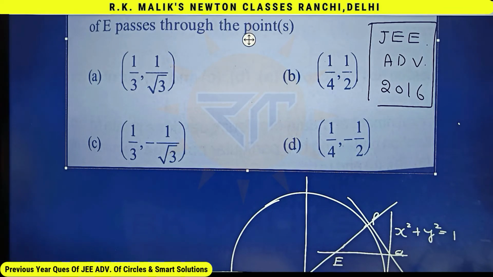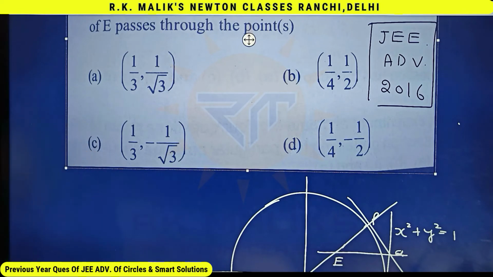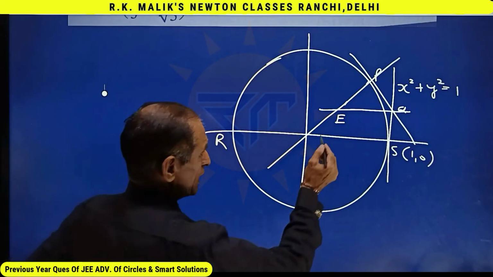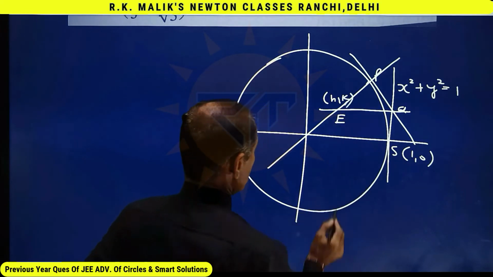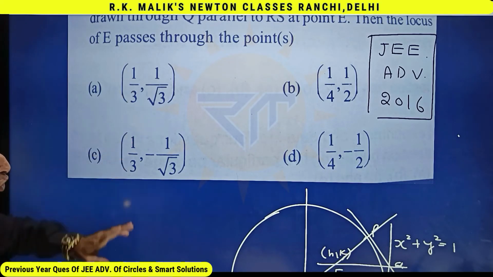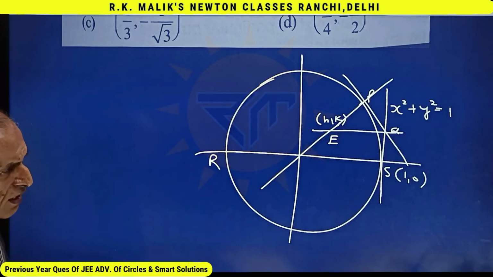So far we have got the conclusion that either A and C both are correct, or B and D both are correct, or A, B, C, D all are correct. Now see how to proceed. Let the point E be (h, k). I will check whether h equal to 1/3 and k equal to 1/√3 is possible or not. I will try to find the relation between h and k.